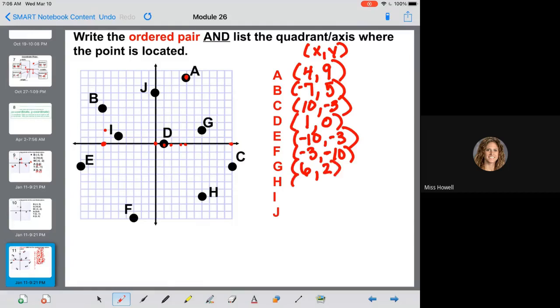For H, we would start by going to the right 6. But in this case, we're going to go down instead of up like we did for G, which means we have a negative. In this case, we went down 7. All right, location I, we would start by going left 5, which would be a negative. And from there, up 1, which is a positive 1.